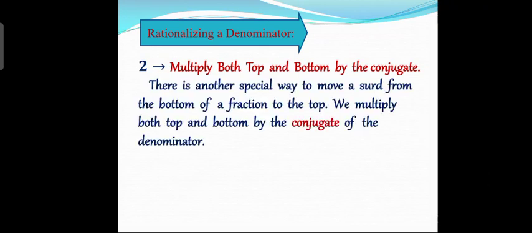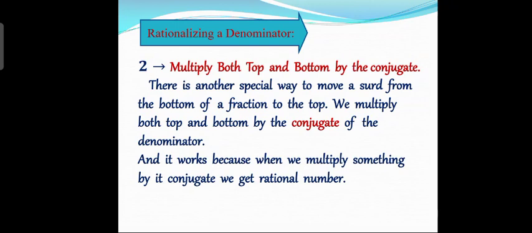There is another special way to move a surd from the bottom of a fraction to the top. We multiply both top and bottom by the conjugate of the denominator. And it works because when we multiply something by its conjugate, we get a rational number. Here is how to do it.